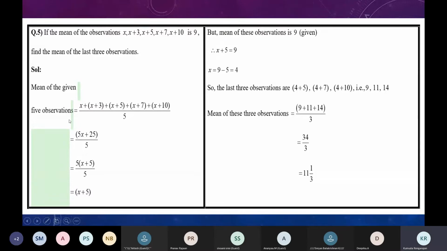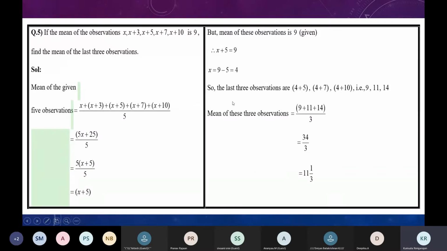So the mean of the given observations is x plus 5, but it's given to be 9. We found the mean using the formula: sum of all the observations by number of observations. And we got the mean as x plus 5, but they've given the mean to be 9. So x plus 5 is equal to 9. On solving this, x is 4.